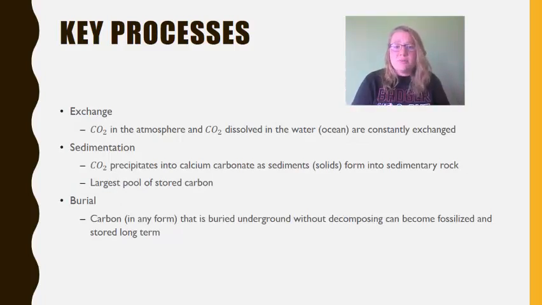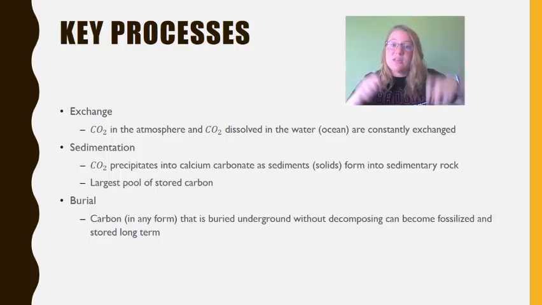Some of the processes of the carbon cycle that might be new to you would be things like exchange, sedimentation, and burial. Exchange is this idea that carbon dioxide in the atmosphere can very easily dissolve into ocean water, and it's stored as carbon dioxide in that ocean water. And that carbon dioxide in the ocean water can easily be transferred back into the atmosphere. So there's constant exchange from the atmosphere to the ocean. The ocean is actually a really big reservoir or sink that stores a whole bunch of carbon, particularly in the form of carbon dioxide.